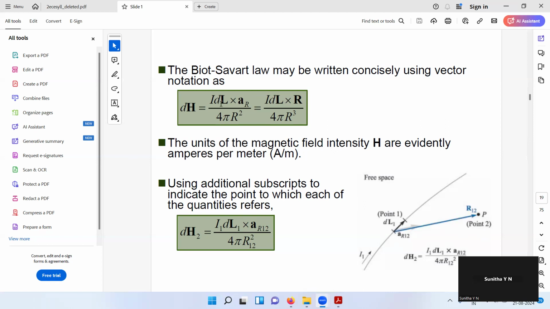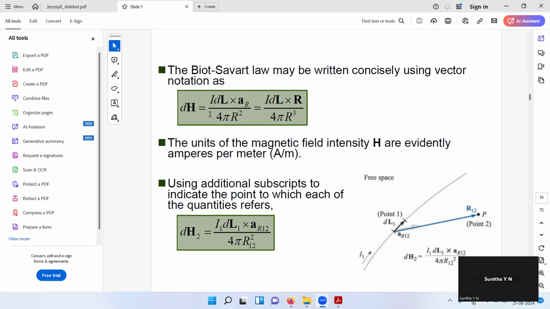The sine theta angle here we have not taken. We have introduced a cross symbol here. That means I have I dl and a unit vector in the direction of the distance between the field point and the current carrying filament. So instead of I dl AR sine theta, I can say it is the cross product of I dl and AR, divided by, as we know it is inversely proportional to r square, with proportionality constant 4 pi. So it is 4 pi r square.